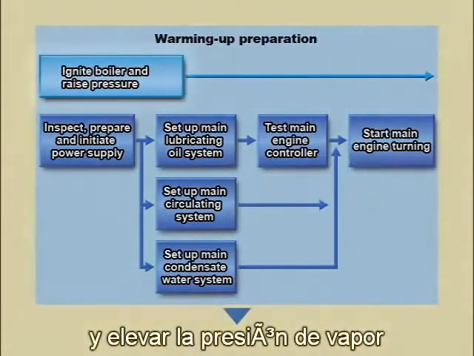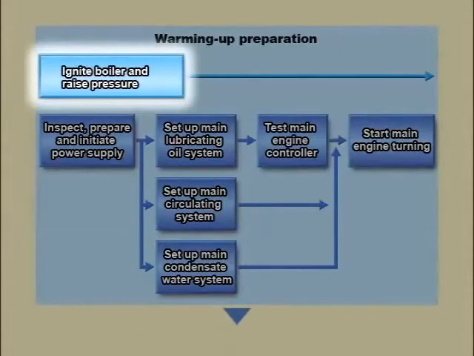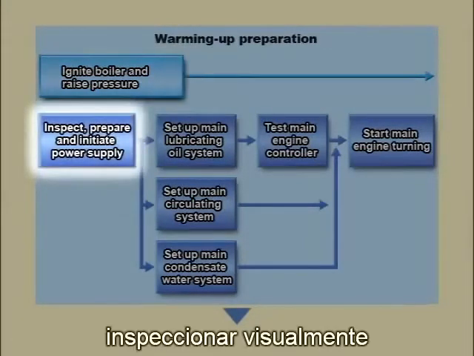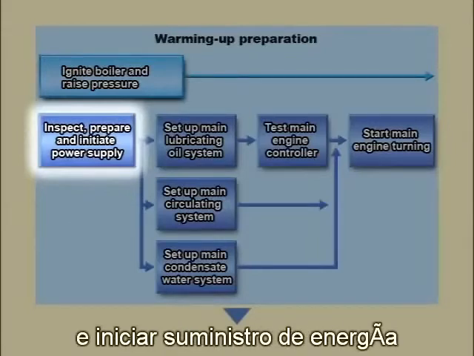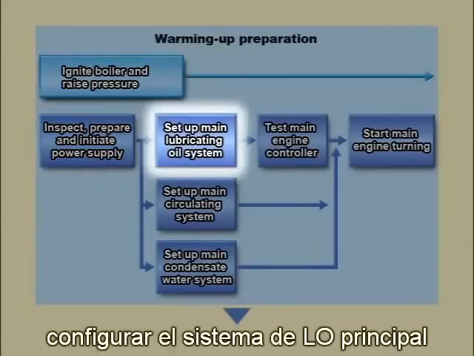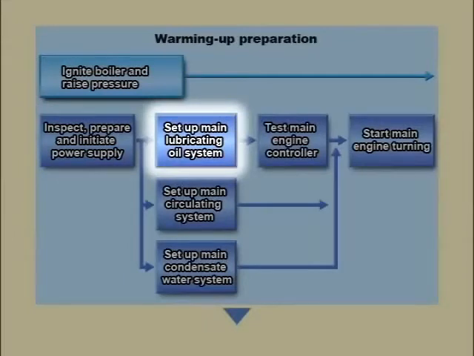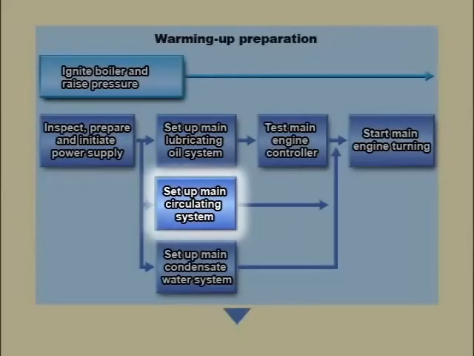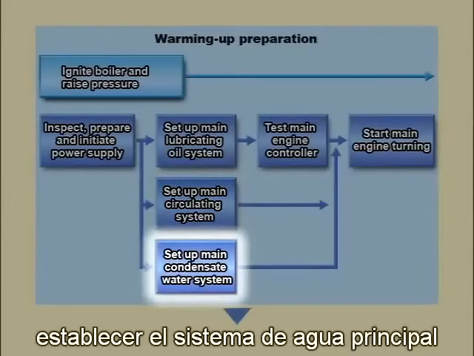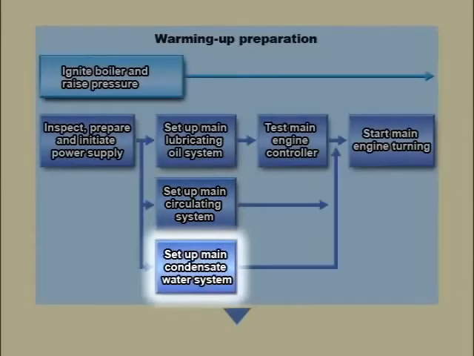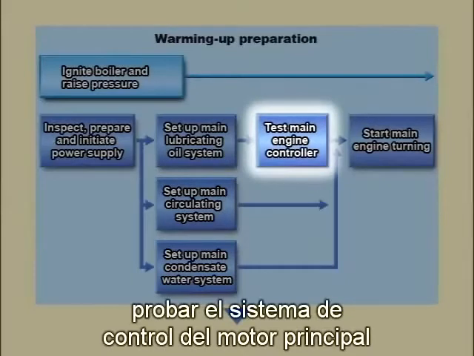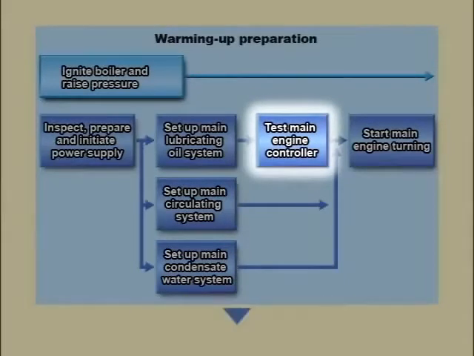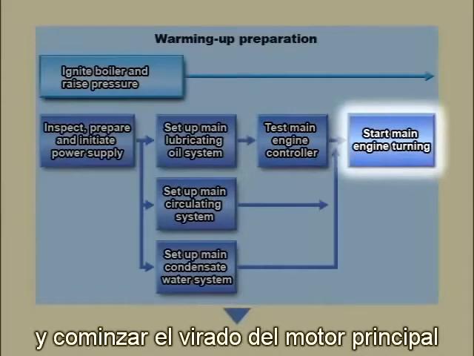Ignite the boiler and raise its steam pressure. Conduct visual inspection and initiate power supply. Set up main lubricating oil system. Set up main circulating system. Set up main condensate water system. Test main engine control system. And start main engine turning.